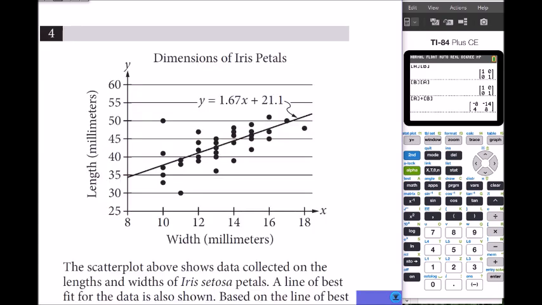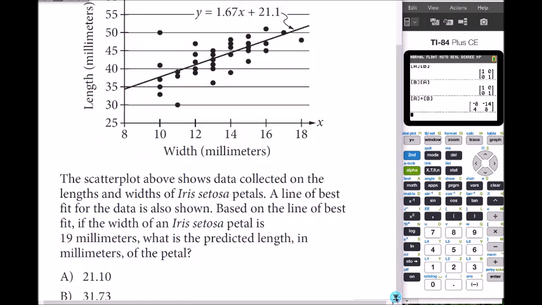Number 4. The scatter plot above shows data collected on the length and the width of iris setosa petals. A line of best fit for the data is also shown. Based on the line of best fit, if the width is 19 millimeters, right? Yeah, I read it from my booklet. So the width is 19 millimeters. Again, read it carefully. This is the width, that's the length.